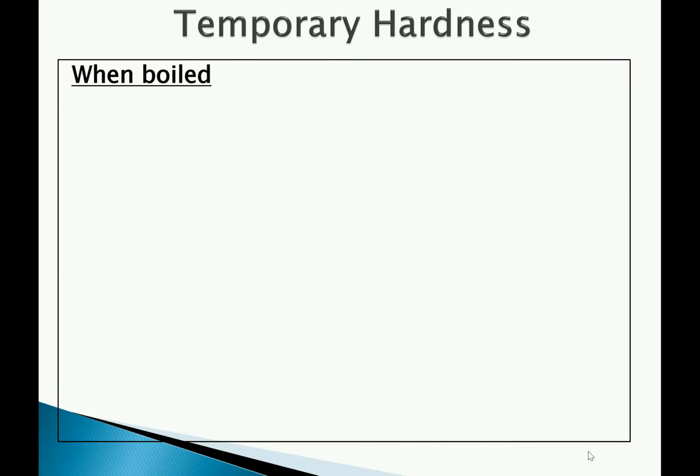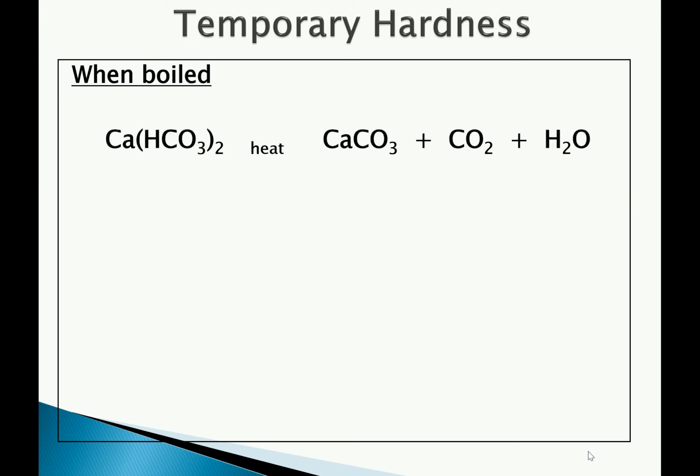Now, how do we remove temporary hardness? So we know from our definition that it can be removed by boiling, and we're going to look at what boiling does to it. So if we take our calcium hydrogen carbonate and we apply heat, what gets produced is calcium carbonate. So this is our limestone again, but now it is a precipitate, it comes out as a solid, we call this lime scale.